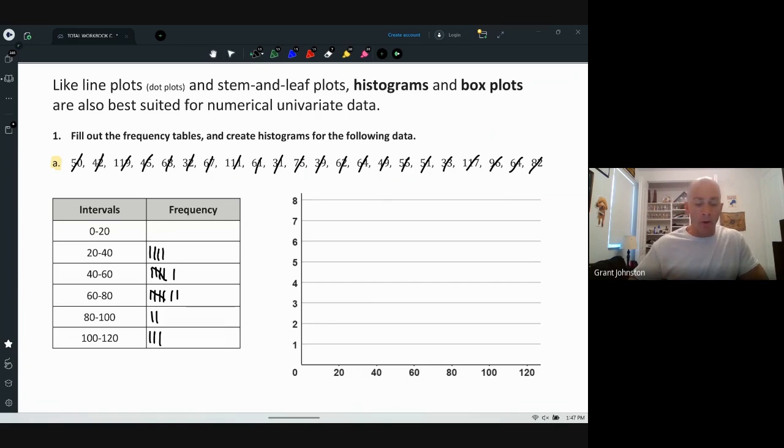Okay, so my frequency, now I'm going to just add them up. So from 0 to 20, there wasn't any. I'm going to put a 0 there. There's 4 here, 6, 7, 2, 3.